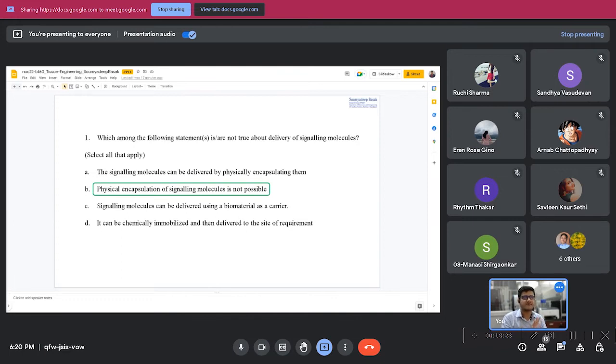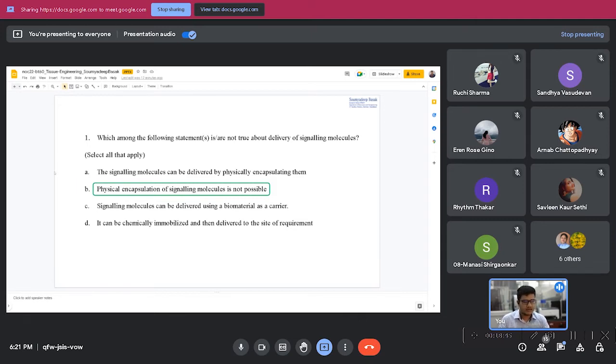The physical encapsulation of the signaling molecule is not possible. Remember, it was asking about what is not true, so it is the false statement. The physical encapsulation of signaling molecules is very much possible.